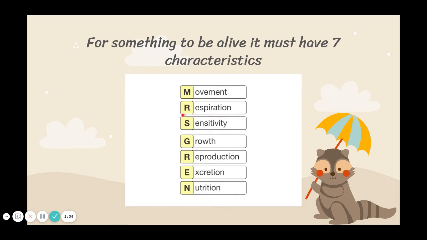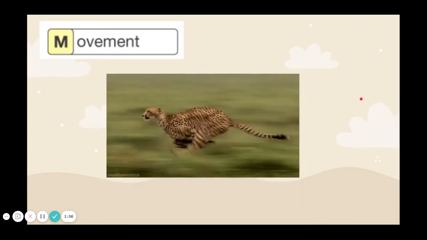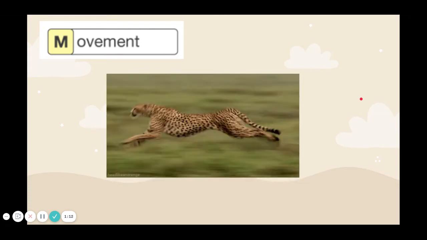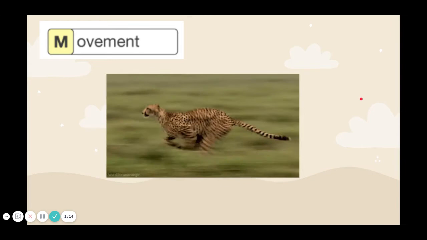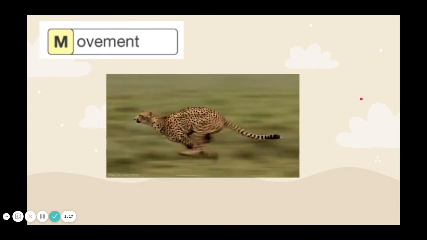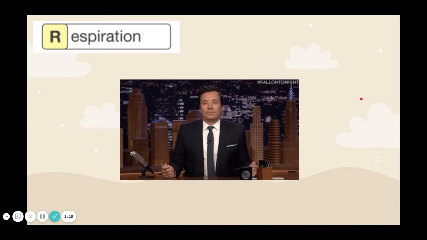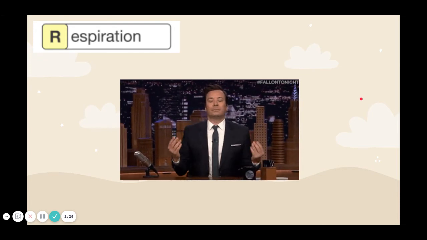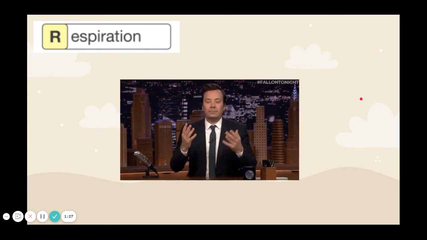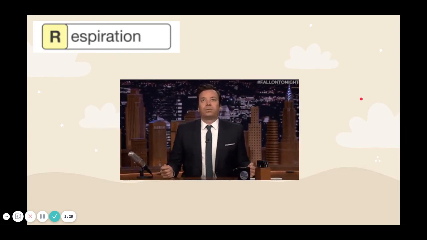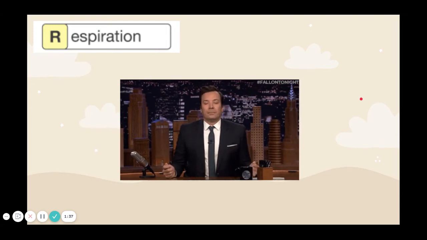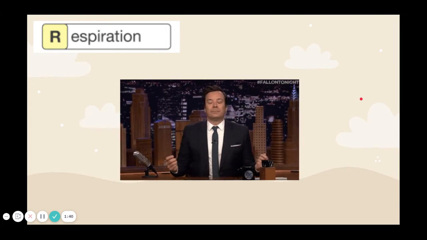The first word is movement. So if something can move by itself, then that is one of the characteristics for making it a living thing. So we can move, we are living things. The second word is, my turn, respiration. Respiration means breathing. If something can breathe, then it is a living thing. So we breathe as humans and plants breathe as well, just obviously in a slightly different way to us.